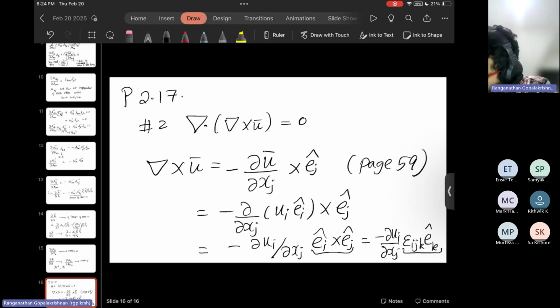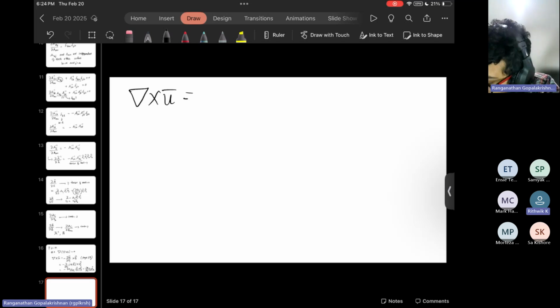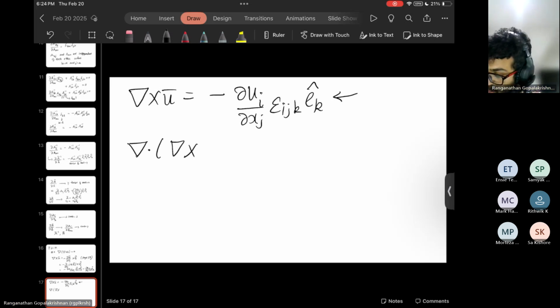All right. So I'm going to write this on the next page. Del cross u is equal to negative partial derivative of ui over xj, epsilon ijk ek. You can in fact use this as a starting point wherever you encounter the curl of a vector. You can just use this and go from here. And then you want to know what is the divergence of the curl of u.